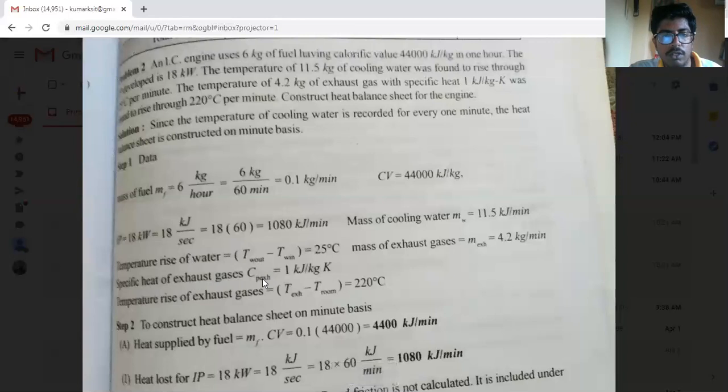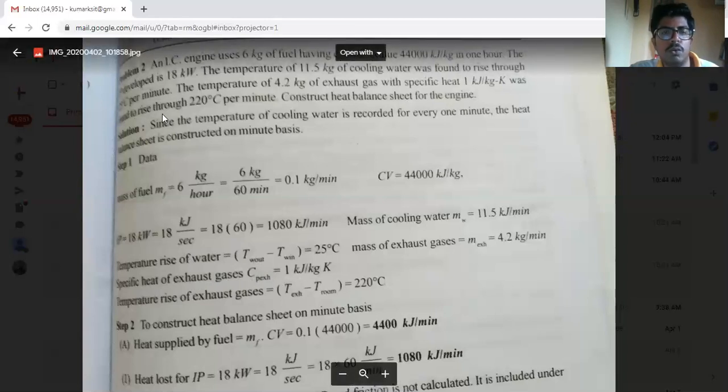Specific heat of exhaust gas Cp exhaust is equal to 1 kilojoule per kg Kelvin, was found to rise through 220 degrees centigrade per minute. That means exhaust gas temperature minus room temperature is equal to 220 degrees centigrade. So these are the data they given. By using this data, we have to create a heat balance sheet.